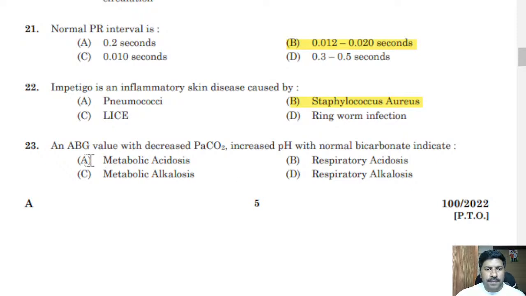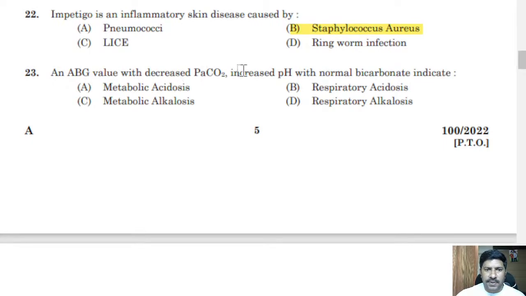Then 23rd question, an ABG value with decreased PCO2, increased pH with normal bicarbonate indicates? So first in an ABG we need to see the pH. In this question, pH is increased. So increased pH means it is related to alkalosis. Next we need to confirm whether it is respiratory alkalosis or metabolic alkalosis. In the question itself they have told that PCO2 is decreased and bicarbonate is normal. Decreased PCO2 means it is related to respiratory reasons. So the alkalosis is caused by a respiratory reason, that is respiratory alkalosis. If there were changes in bicarbonate it would be metabolic, but in this question it is stated that PaCO2 is decreased. So respiratory alkalosis is the correct answer.